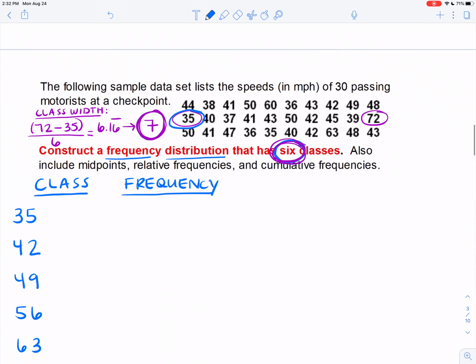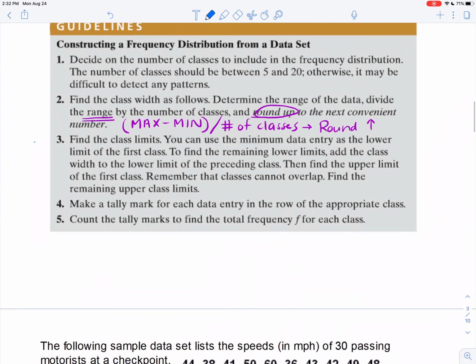All right, and what we're doing here is defined in step number 3, right? Use the minimum data entry as your first lower limit, and then to find all the remaining lower limits, all you're doing is adding the class width to the preceding or the previous class.